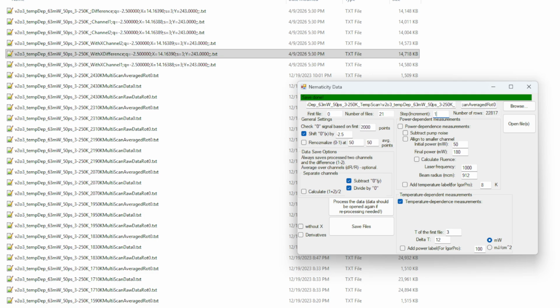It is possible too. The next settings are check zero signal based on first. Here you define how many points you are sure are the baseline signal before the pump arrives, where you have stable equilibrium reflectivity. And also you need to define the point time delay when you think that zero time delay is, when your pump arrives, when your signal starts changing.